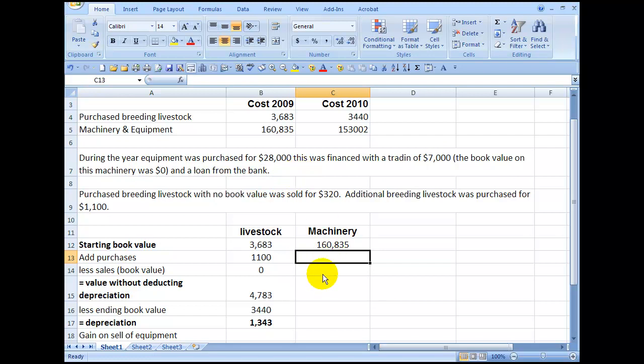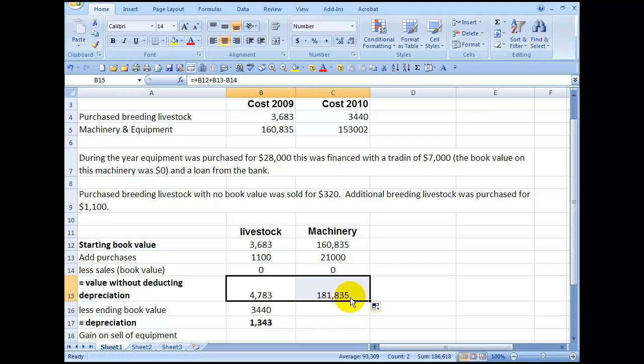So here's where, with a trade-in, you want to include as your purchase the value of what you gave up. And you gave up a $21,000 loan from the bank and a $0 asset, so what you really gave up was only $21,000. The sales was the book value of what you traded in, which was $0. And so in this case, I can just copy that same formula across.